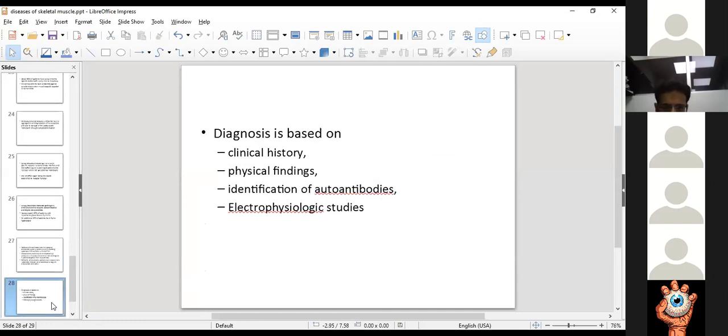Diagnosis is based on clinical history, physical findings, identification of autoantibodies, and electrophysiologic studies. The electrophysiologic studies are to see whether the action potential is being generated or not, because it presents as muscular weakness, there's a lot of overlap with other myopathies. So not only these, sometimes, in some complicated cases, you might even have to do EMGs to distinguish it from other neuropathies and myopathy.